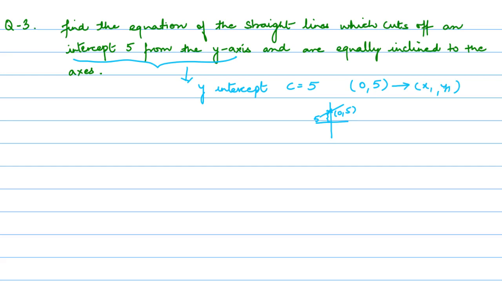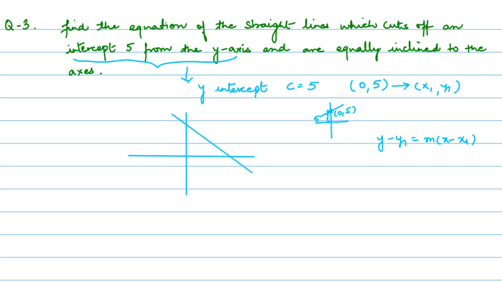This is one of the points that we know through which our line is passing. Now if we can find the slope of our line, then we can use our one point form, y minus y1 equals m times x minus x1. x1, y1 we already know, and m can be found out. Now our line is equally inclined to the axis. Equally inclined means our line is making equal angles with the axis.